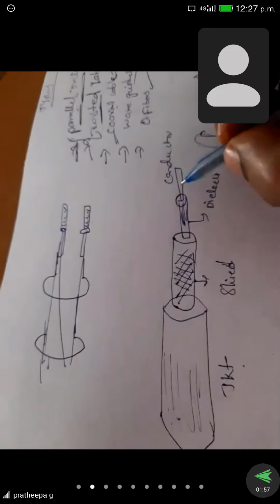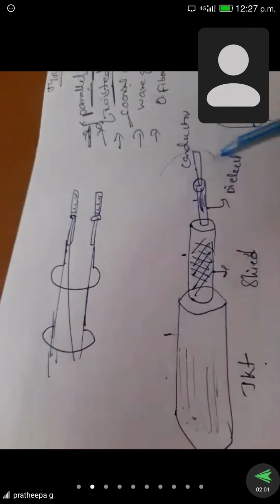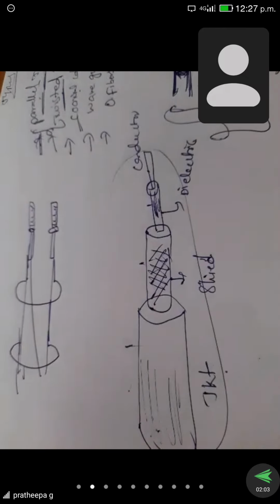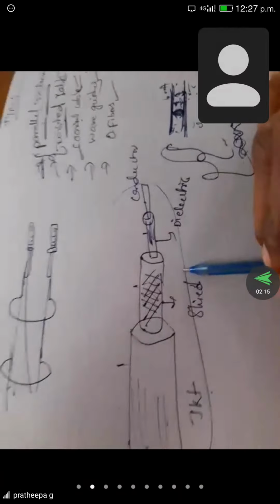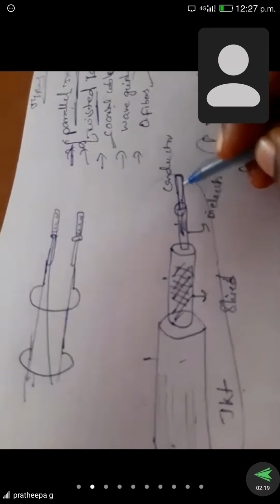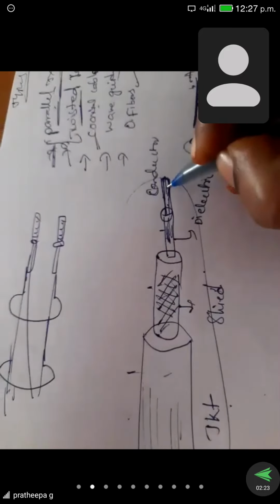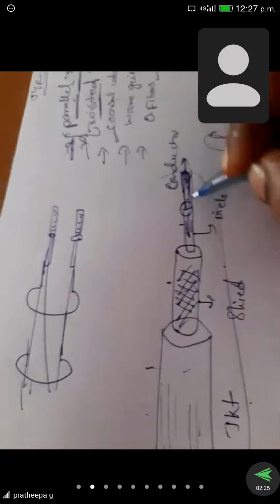So 4 layers, first, second, third, fourth. So 4 layers ఉంటుంది. Because these two have only single layers, right? Directly వైర్ అనేది కనబడుతుంది. But in this, 4 layers are there, and the innermost layer is where the signal will be passing. So this is a conductor, right? Through this only the signal will be passing.